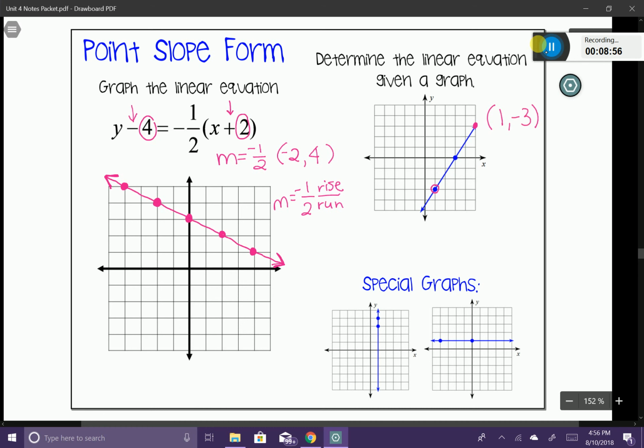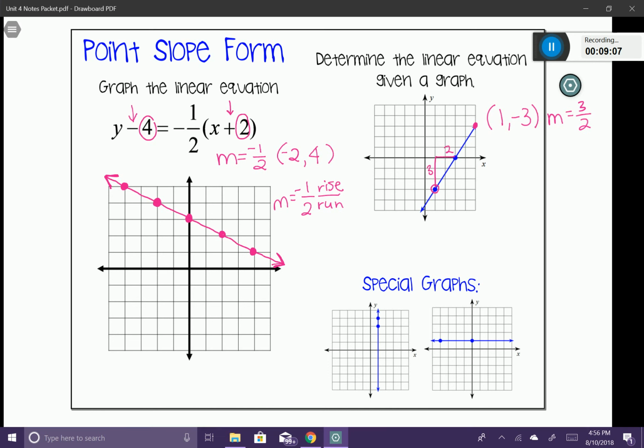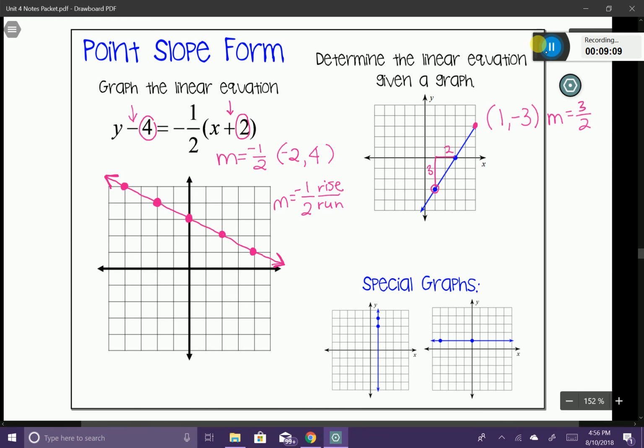Then I'm going to find my slope. And my slope is going to be a rise of 3 and a run of 2. So 3/2. Now that I have that information, I can go ahead and plug it right into my point-slope form. So y. Looking at my y here, I have a negative, so that's going to make it a positive 3 equals 3/2 times x minus 1. And there's my equation of that line in point-slope form.